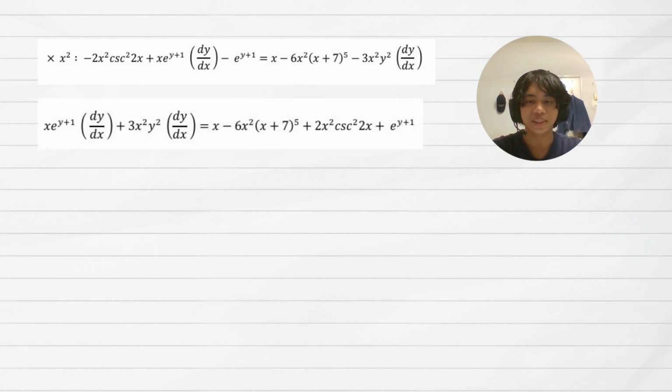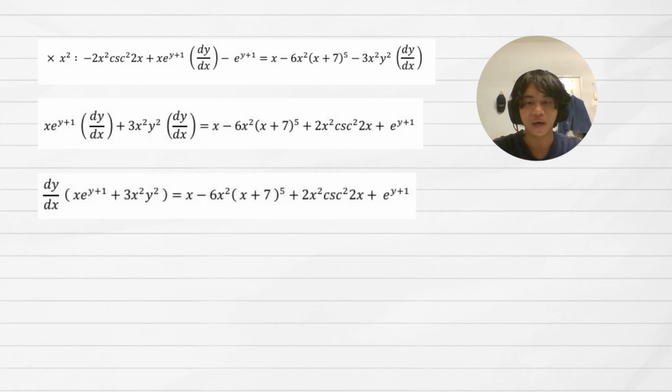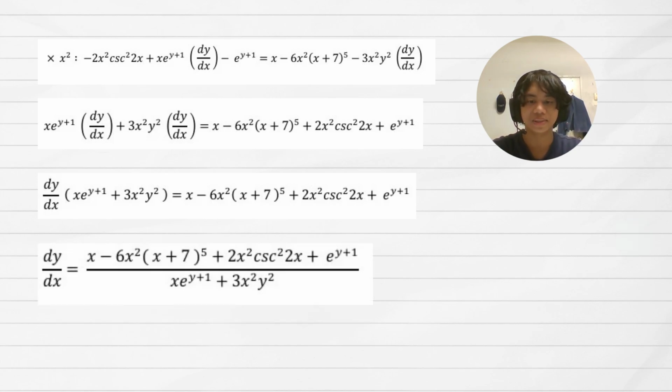So, after rearranging and collecting all the terms, we will then have to factor dy dx out of the terms, and then we solve it to get dy dx, and that is the way and the answer for question 3.